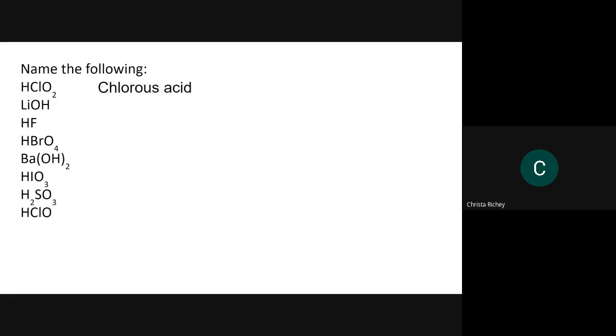Now this is a base. So what is Li? Which element's Li? And what is OH? Oxide. No, that's hydroxide. I heard oxide. Hydroxide. So you don't need Roman numerals with lithium. It's just lithium hydroxide. Most bases do have OH at the end. Okay, the next one has no oxygen, so this is hydro-ic, hydrofluoric acid.